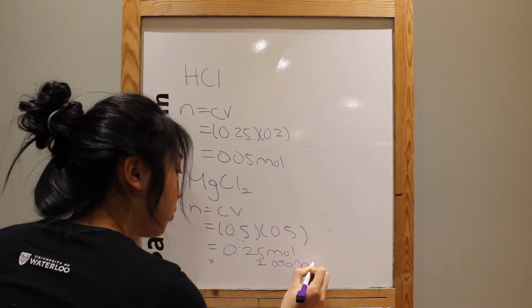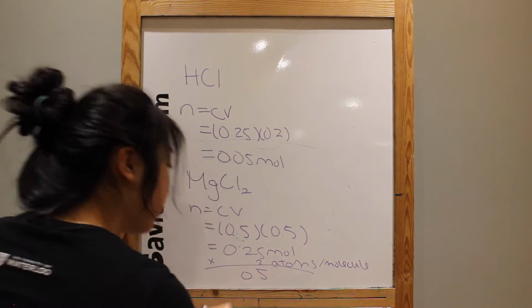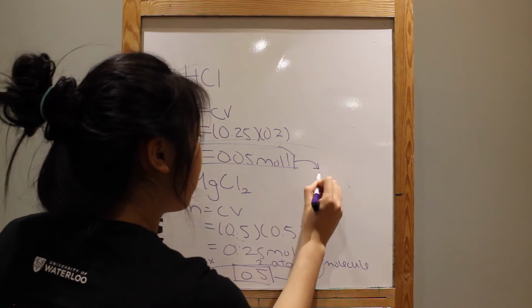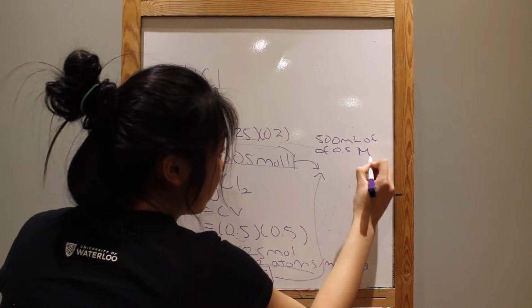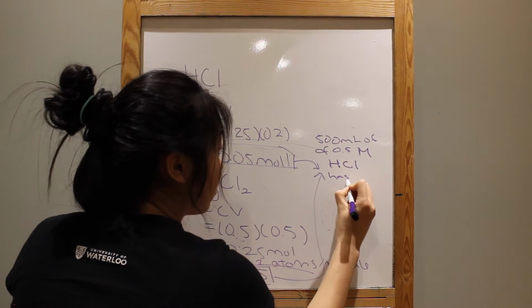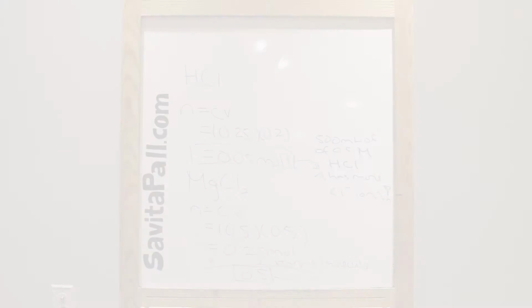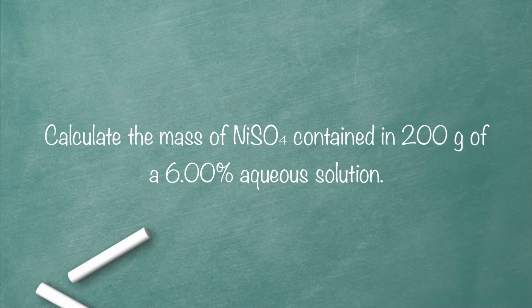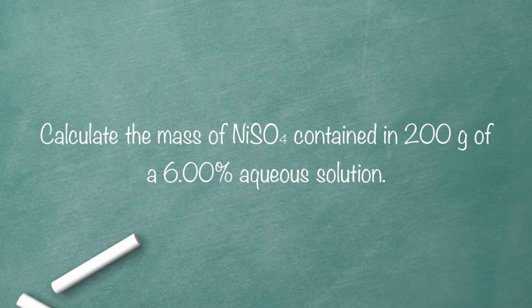Since there is only one chloride ion per hydrochloric acid molecule, there are the same number of chloride ions as hydrochloric acid molecules. But since there are 2 chloride ions for every molecule of magnesium chloride, we have to multiply the number of magnesium chloride molecules by 2 to get the number of chloride ions in that solution. So, we know that there's more chloride anions in the hydrochloric acid solution. Moving on to our next question, let's calculate the mass of nickel 2 sulfate contained in 200 grams of a 6% aqueous solution.